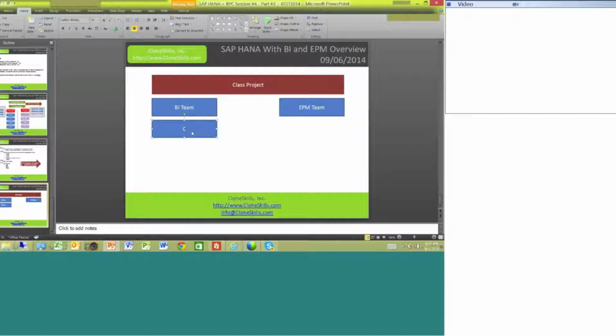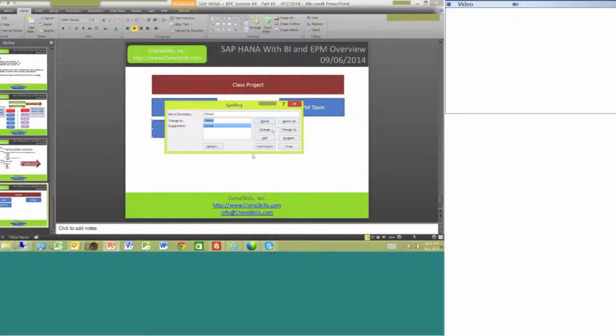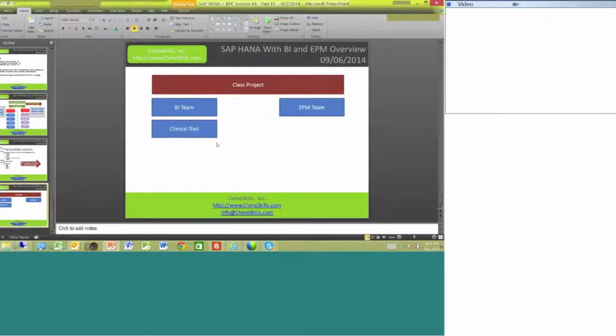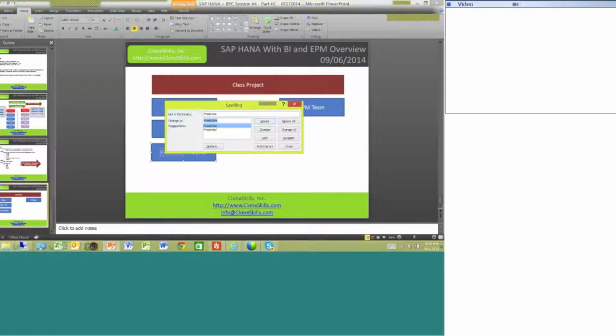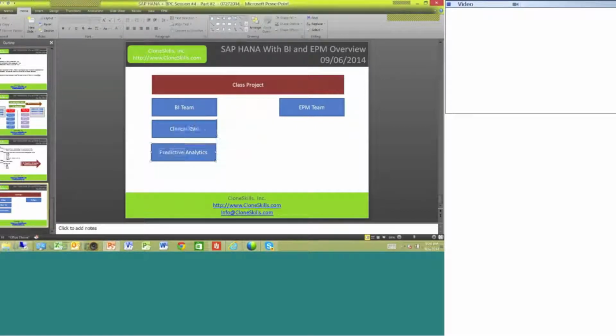So this is basically understanding various aspects. This is more for predictive analytics, predictive analytics based on clinical data.